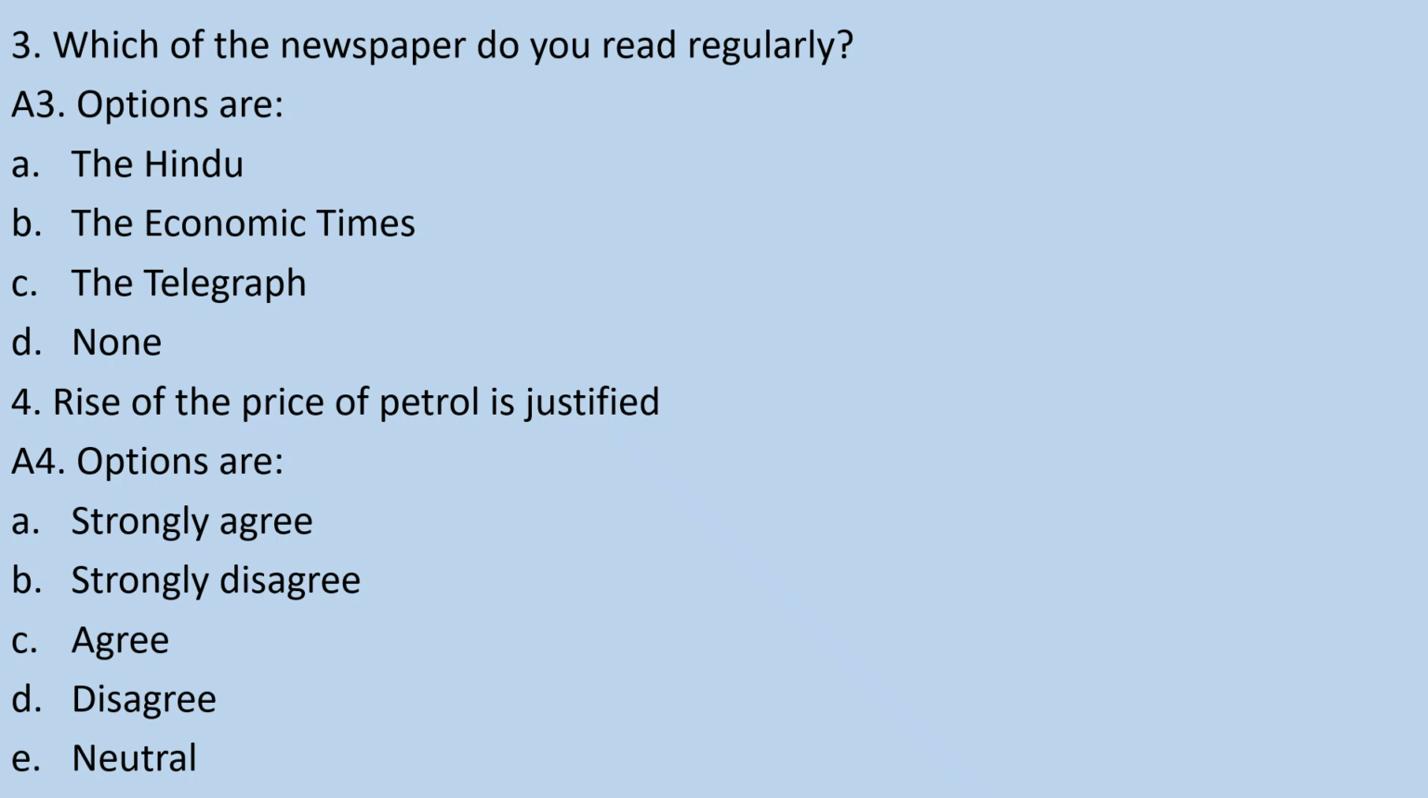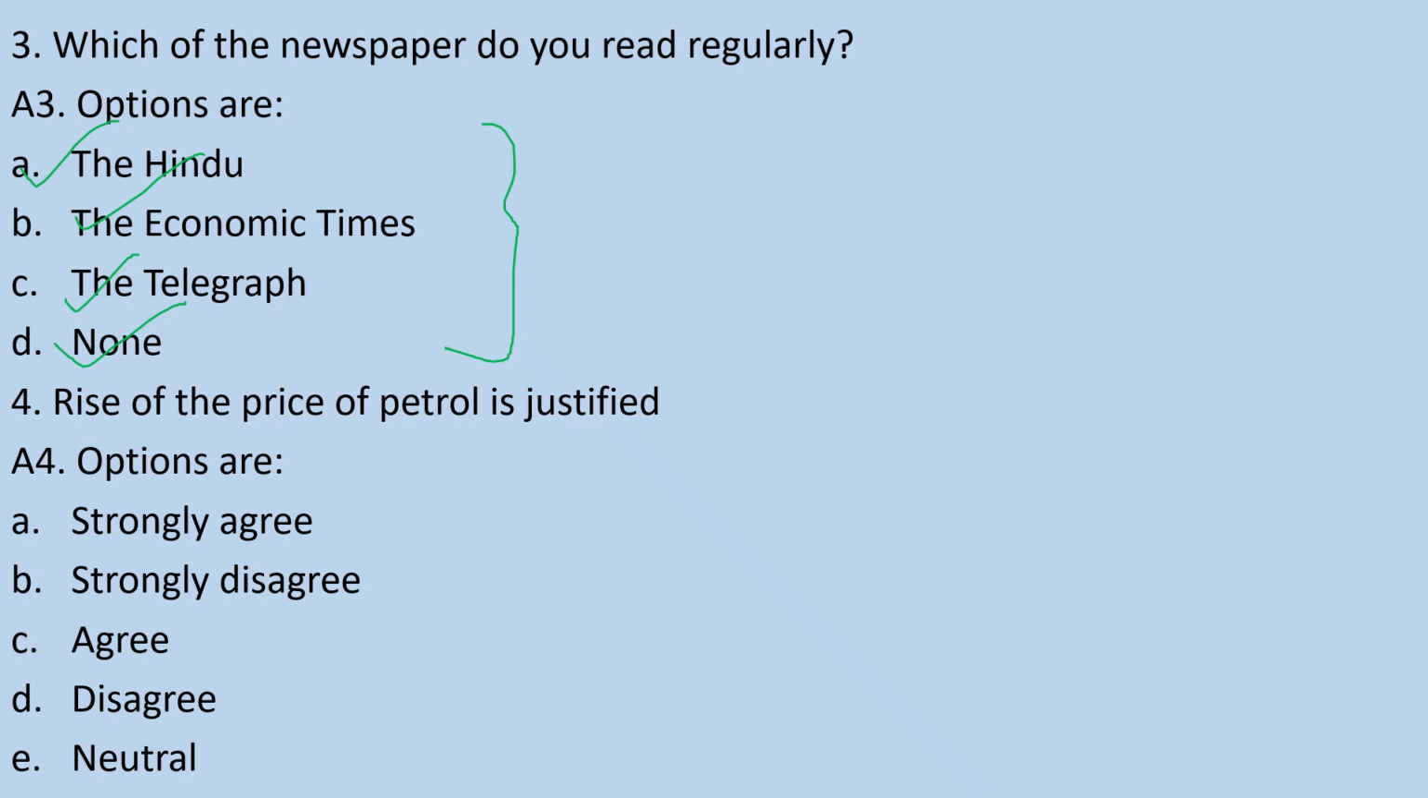The third question is: which of the newspapers do you read regularly? So we will have to name the newspapers which a person reads regularly. What can the options be? It can be The Hindu, the Economic Times, the Telegraph, or the person may not read a newspaper. So these are the options one can frame.